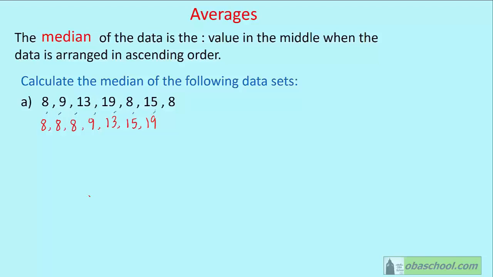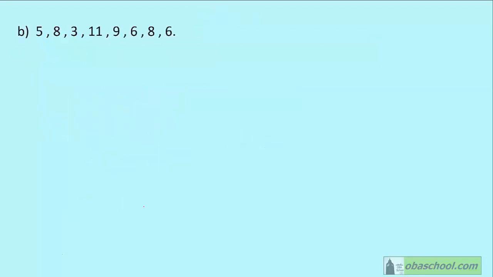So count the number of elements: 1, 2, 3, 4, 5, 6, 7. Then you add 1 to 7 and divide by 2. So 7 plus 1 over 2 is 4. So the fourth value is our median, which is the number 9. So for set A, our median is the number 9, and that is how you can calculate a median.